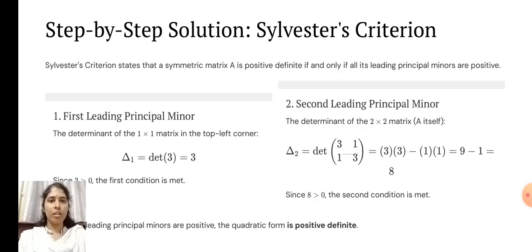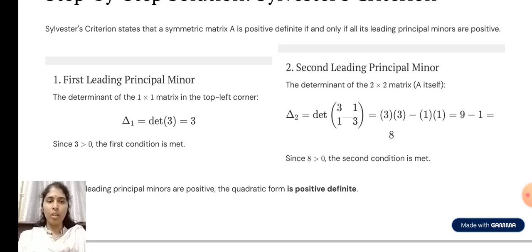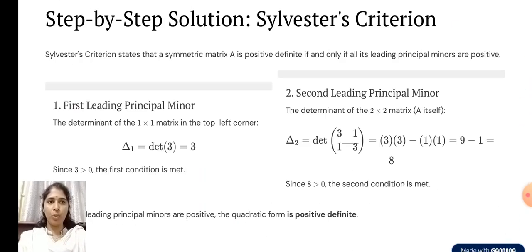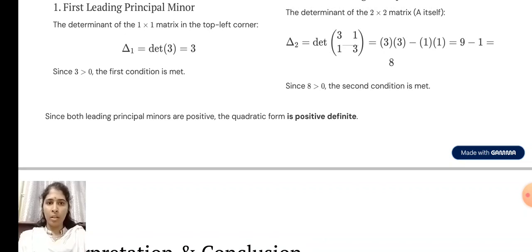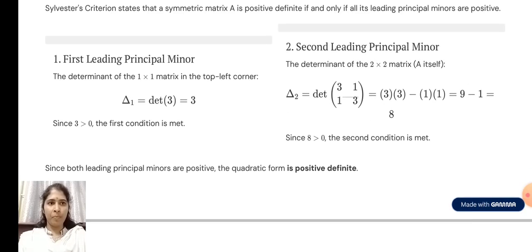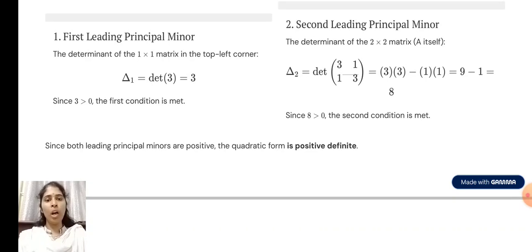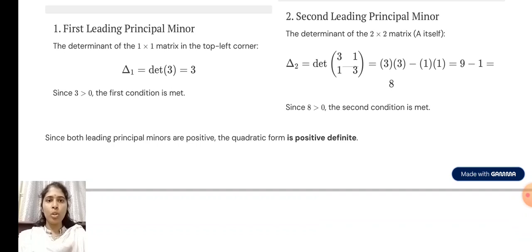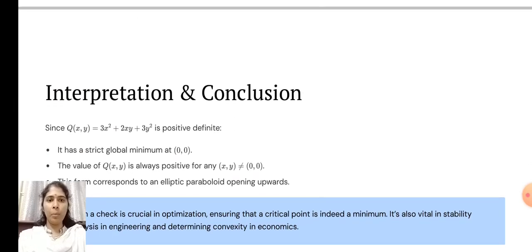By Sylvester's criterion, when we take the minor 1 by 1 matrix, the determinant will be 3, which is greater than 0, which means it is positive. Next, we take the 2 by 2 matrix, so we get the determinant of [3 1; 1 3]. On subtracting the opposite diagonal product from the main diagonal product, we get 3 into 3, which is 9, minus 1, which gives 8, which is also a positive value. Since both the leading minors are positive, we call that positive definite.